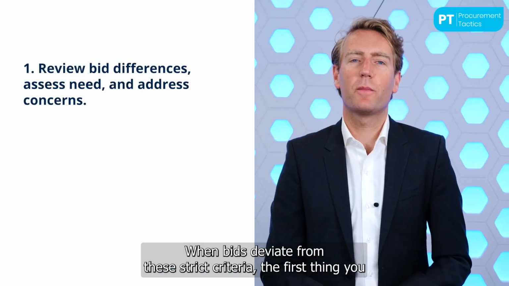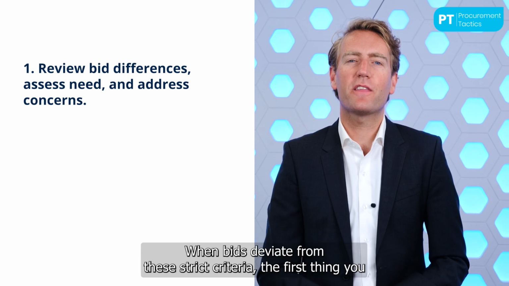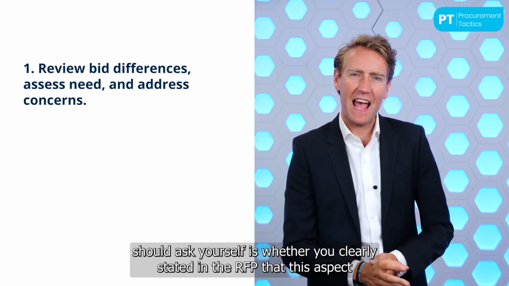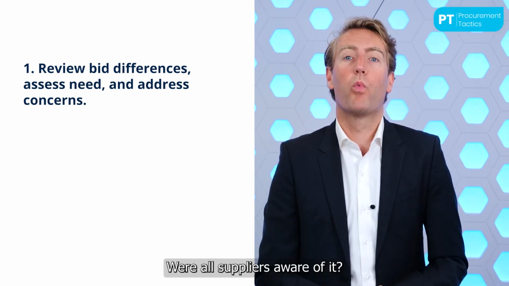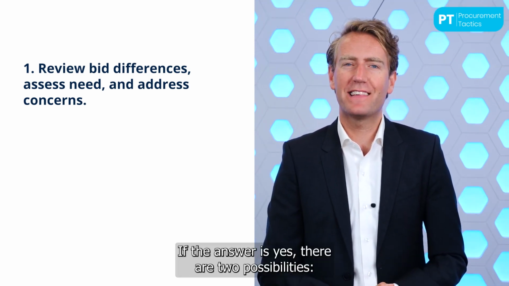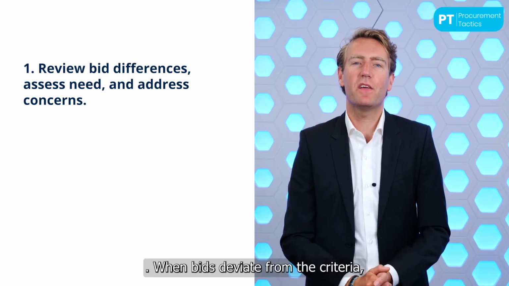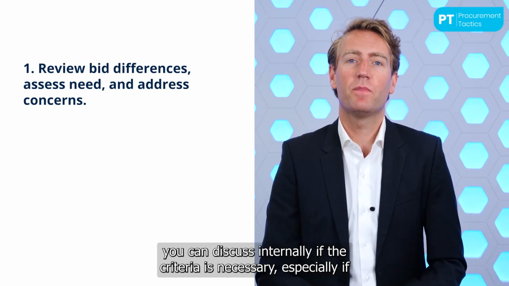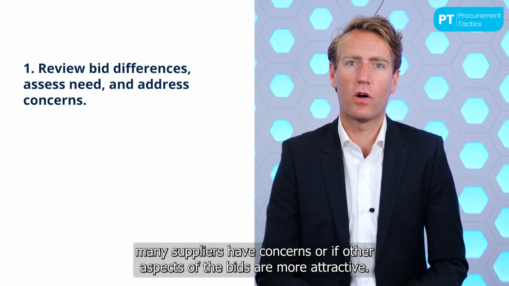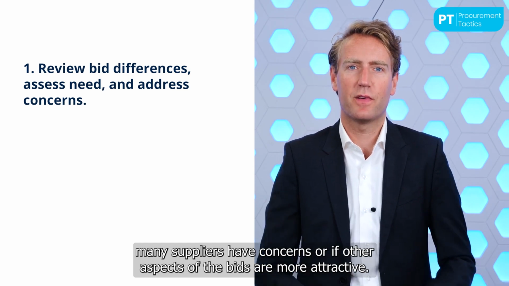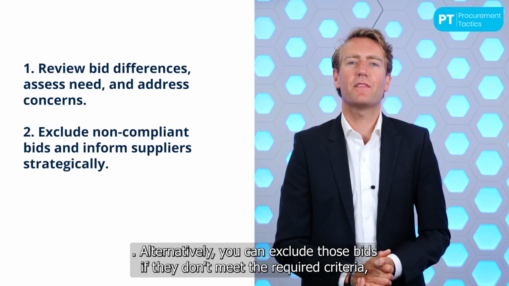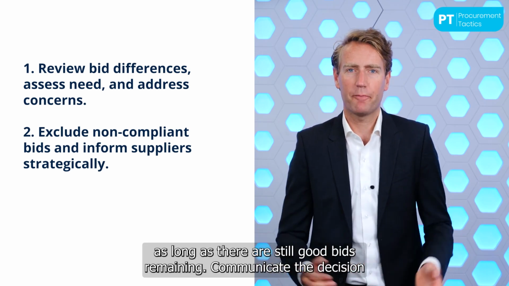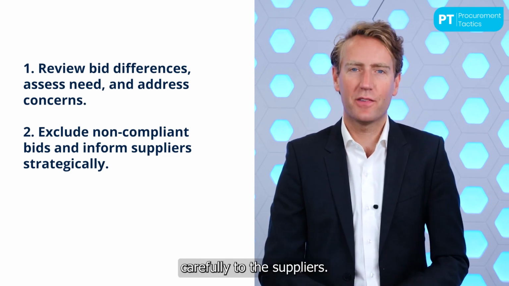When bids deviate from these strict criteria, the first thing you should ask yourself is whether you clearly stated in the RFP that this aspect is a knockout criterion. Were all suppliers aware of it? If the answer is yes, there are two possibilities. When bids deviate from the criteria, you can discuss internally if the criterion is necessary, especially if many suppliers have concerns or if other aspects of the bids are more attractive. Alternatively, you can exclude those bids if they don't meet the required criteria, as long as there are still good bids remaining. Communicate the decision carefully to the suppliers.